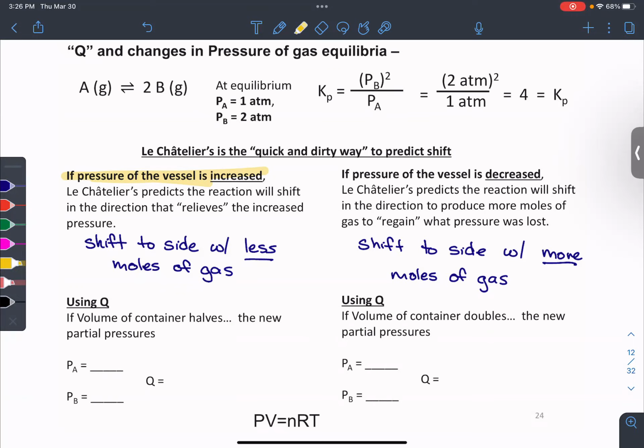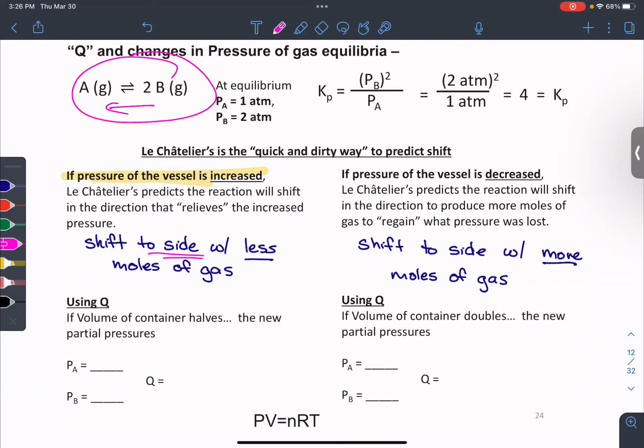If you squeeze on your system, reduce the volume, increase the pressure, your reaction will shift to the side with less moles of gas to relieve that pressure. So I like to look at this reaction. See how there's 1 mole of gas on the reactant side, 2 moles on the product side. If I squeeze on that chemical equilibria, the reaction is going to relieve itself by making less moles of gas. So I squeeze on it, this reaction is going to move to the reactant side because there's less moles of gas in this particular reaction.